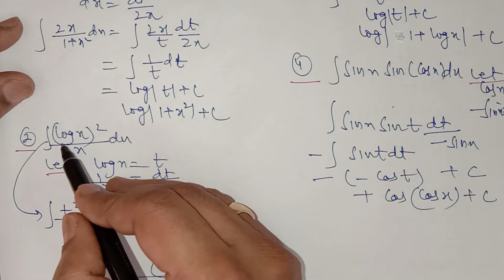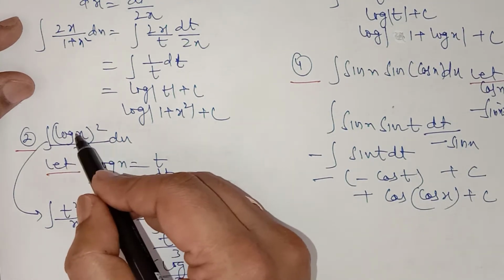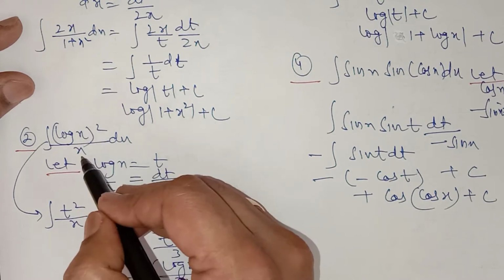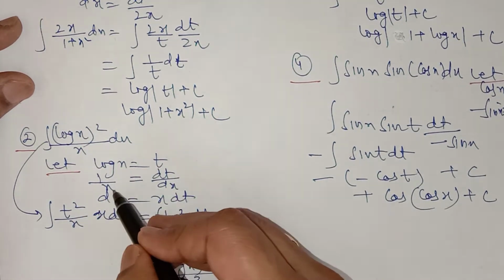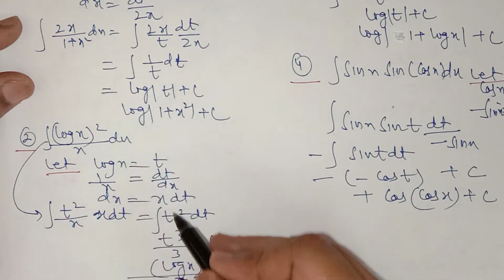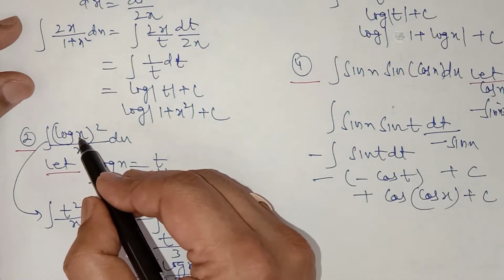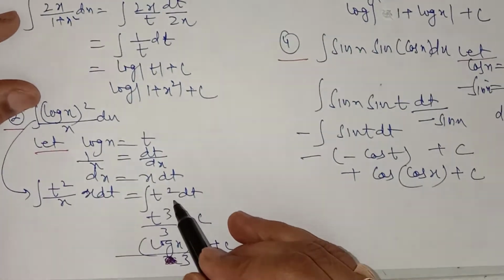Now see here, the integral of log x whole square upon x with respect to x. The derivative of log x is 1 upon x, which is given here. So let log x equal to t. So dt upon dx is equal to 1 upon x, so dx is equal to x dt. Replace dx with x dt. This is t squared and x as it is. The x will be cancelled out with x. So you are getting only t square.